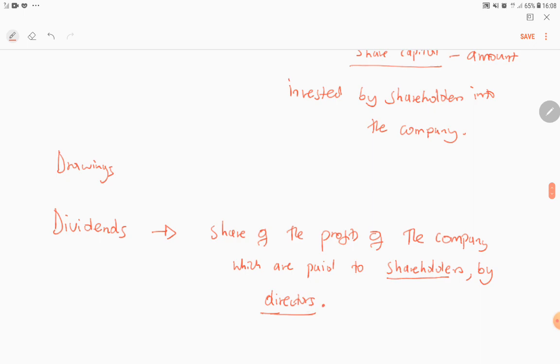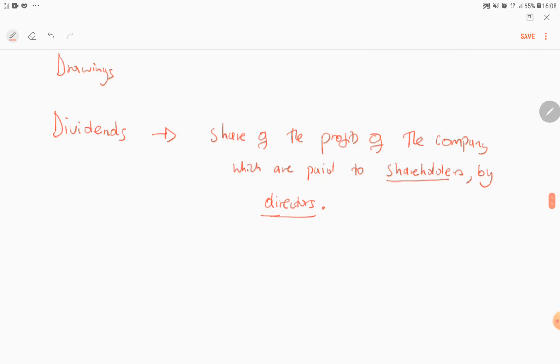And the directors have the option not to pay dividends. The directors have the option. So it's not compulsory. They have the option not to pay dividends to shareholders. Dividends are the share of their profits.